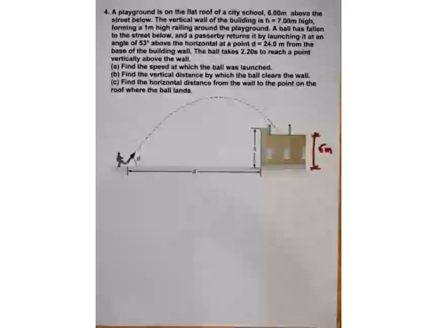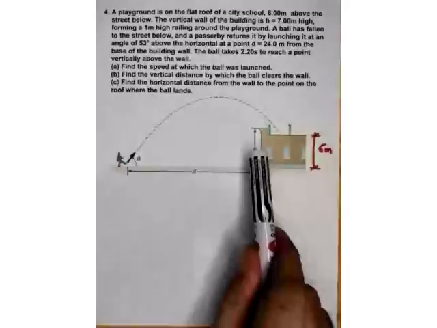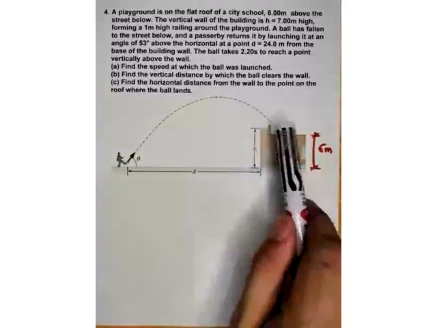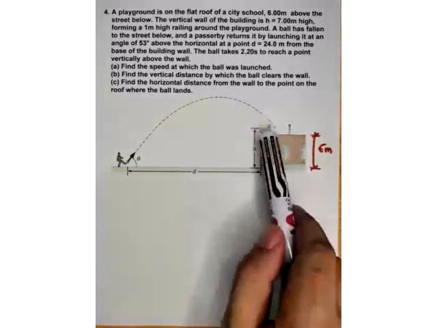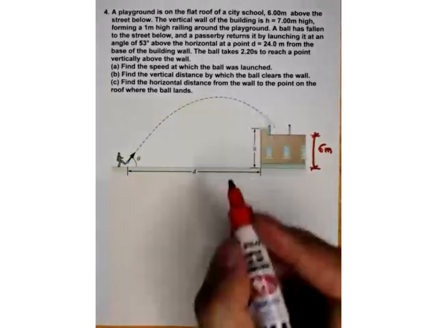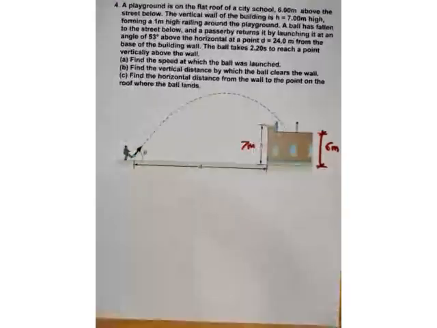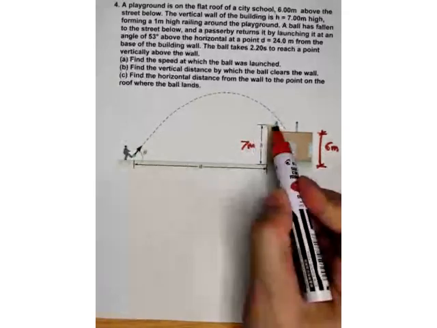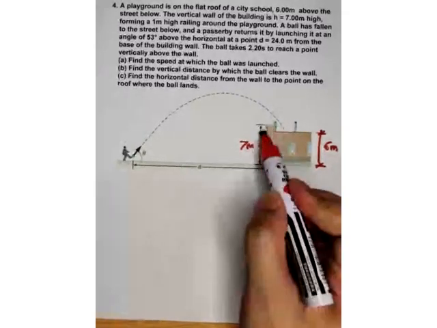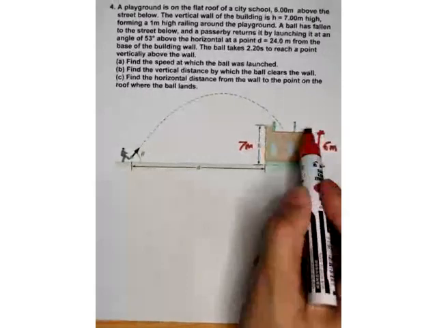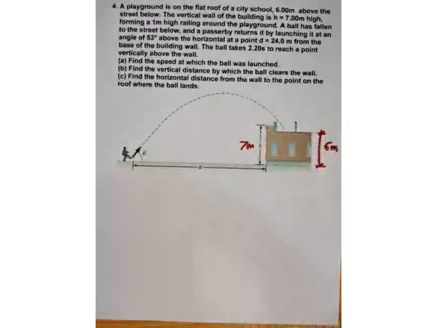And then the vertical wall of the building is H. So, ito yung H. So, this is the roof. Tapos, ito yung wall. So, yung vertical wall ng building is 7 meters. Forming a 1 meter high railing. So, yung wall natin na railing ay 1 meter kasi yung buo, pati yung wall, 7 meters. And then kung nasaan yung playground, it's 6 meters.